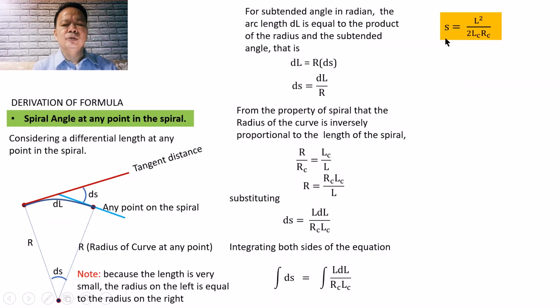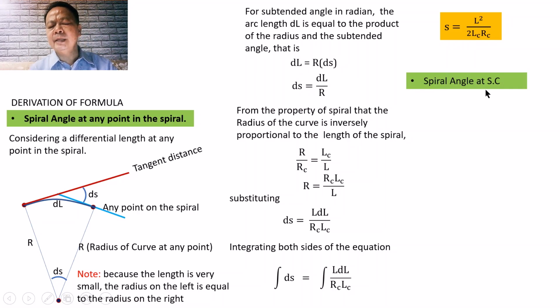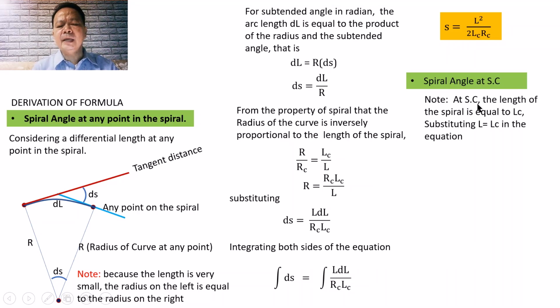So, when we are talking of the second element, sabi dito, what about the spiral angle at SC? Tandaan natin that there is a relationship between the spiral angle at any point and the spiral angle at SC, because we note that at SC, yung length ng spiral is already equal to L sub c, di ba?